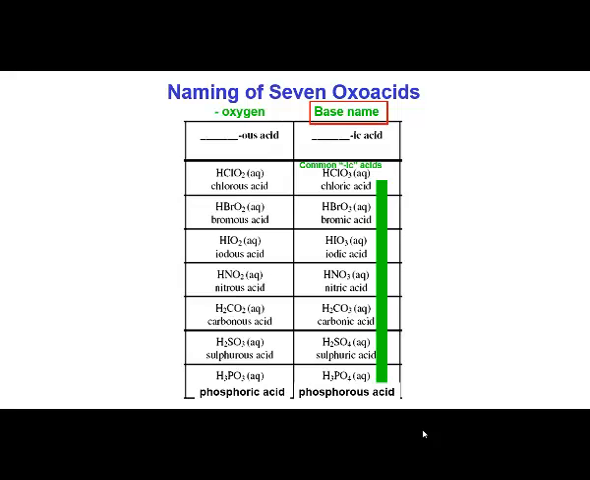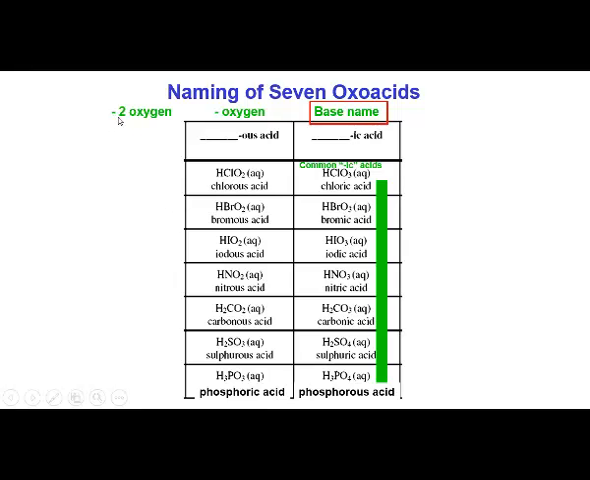And it works for the whole series. So chlorous acid, bromous acid, iodous acid, nitrous acid, carbonous acid, sulfurous acid. These are swapped actually. There's a typo there. This should be phosphorus acid and the other one should be phosphoric acid. I will correct that on the posted PowerPoint. Sorry for that. Those are reversed. But you can see that the ous acids were the ite forms of the oxoanions. We have one fewer oxygen.